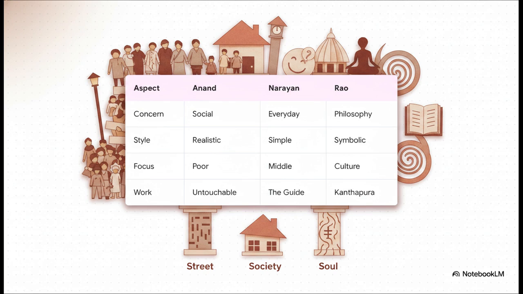Narayan, on the other hand, focused entirely on everyday middle-class life. He used a simple, humorous tone to become the definitive storyteller of India. Meanwhile, Rao elevated the novel to explore culture and metaphysics through complex symbolism, cementing his reputation as a philosopher-novelist. Together, they basically represent the street, the society, and the soul of India. A complete three-dimensional view, isn't it?